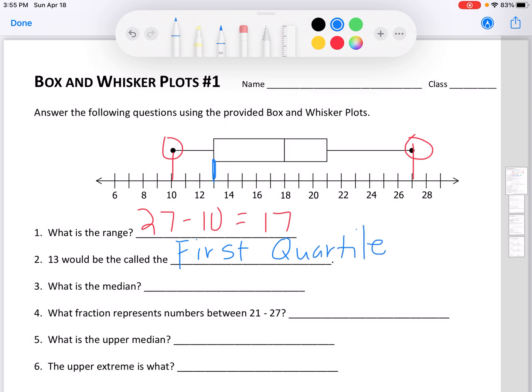What is the median? So the median is the line that splits the box. So that would be 18. What fraction represents the numbers between 21 and 27? So 21 and 27, that's one of the 4 sections of the box and whisker plot. So that would be 1/4. What is the upper median or the third quartile? The third quartile is the back side of the box. That'd be 21. The upper extreme or the maximum is 27.